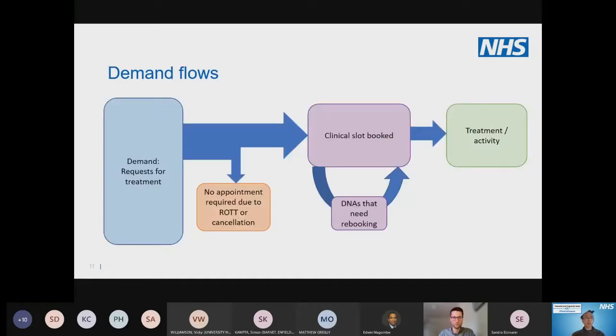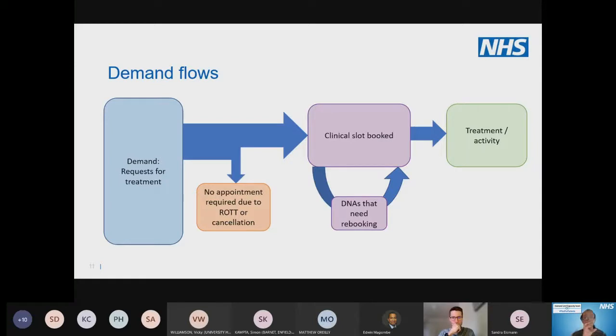So when we're actually looking at demand coming in, and we'll look at it in more detail in the model itself, demand flows in quite a particular way, and we model it here. Typically when we talk about demand, it's often just the request for treatment. So it could be referrals, I mentioned completed operations or DTAs potentially. That's the initial bulk of demand that's actually coming in.